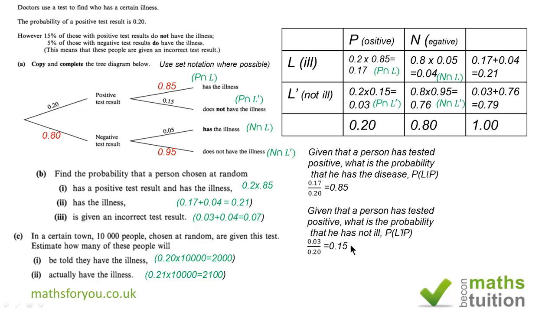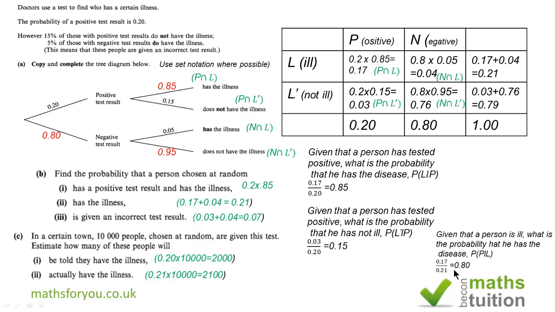And this time around, if we look at the illness sample space, the illness row, if you're ill, the probability that you tested positive will be 0.17 divided by 0.21, because we're still working with the illness sample space, the L row. So if you're ill, the probability that you actually tested positive is going to be 0.17 divided by 0.21.